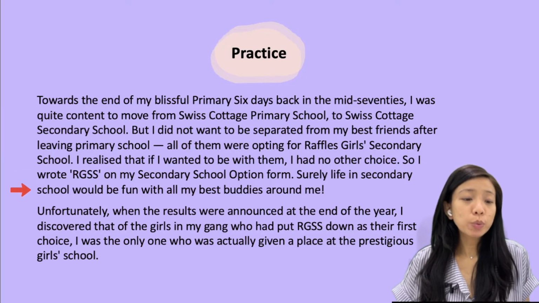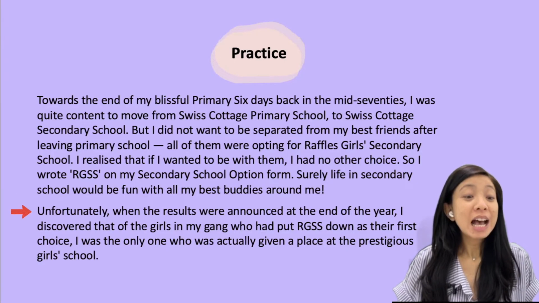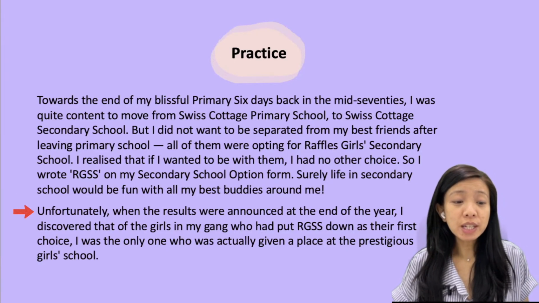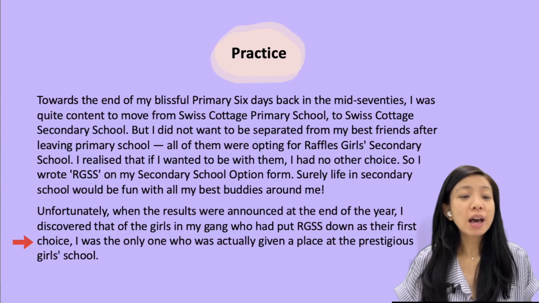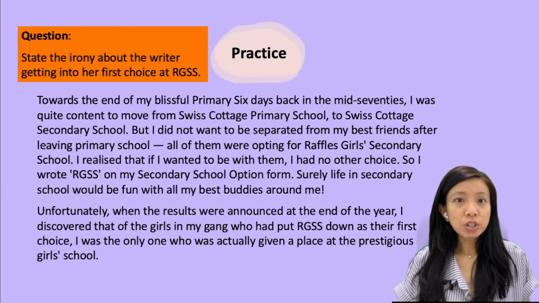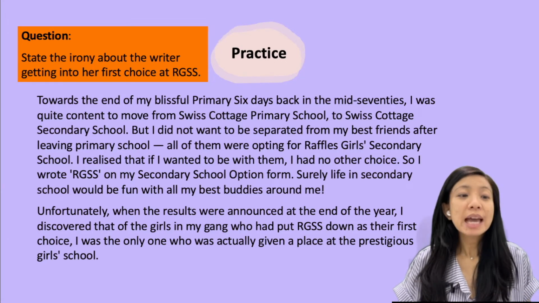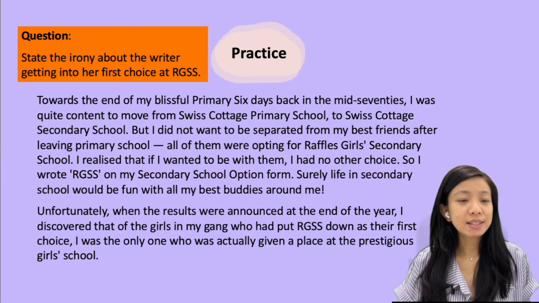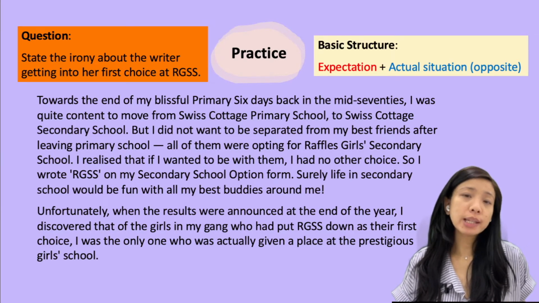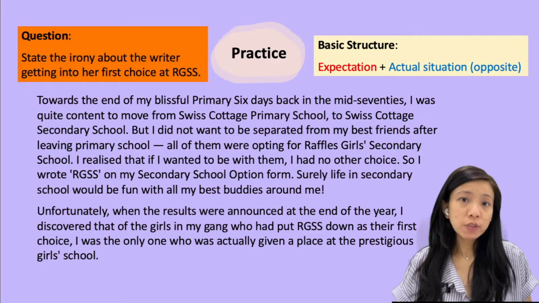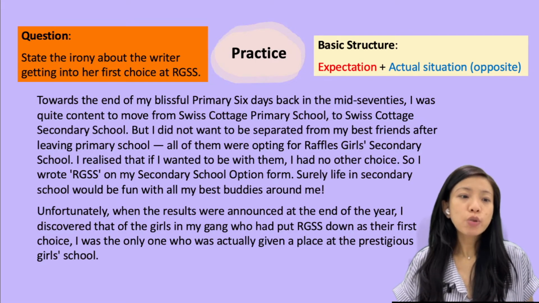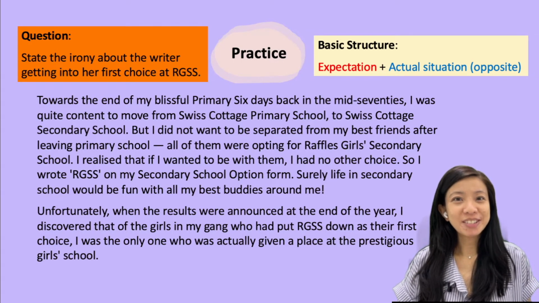Surely life in secondary school would be fun with all my best buddies around me. Unfortunately, when the results were announced at the end of the year, I discovered that of the girls in my gang who had put RGSS down as their first choice, I was the only one who was actually given a place at the prestigious girls' school. So the question for this is, state the irony about the writer getting into a first choice at RGSS. Once again, remember the basic structure where we need to state the expectation first and then we state the actual situation. What I'd like you to do now is to pause this video, read through the paragraph again on your own, try to identify the irony and craft your answer. Then share your answer with me in the comment box below.